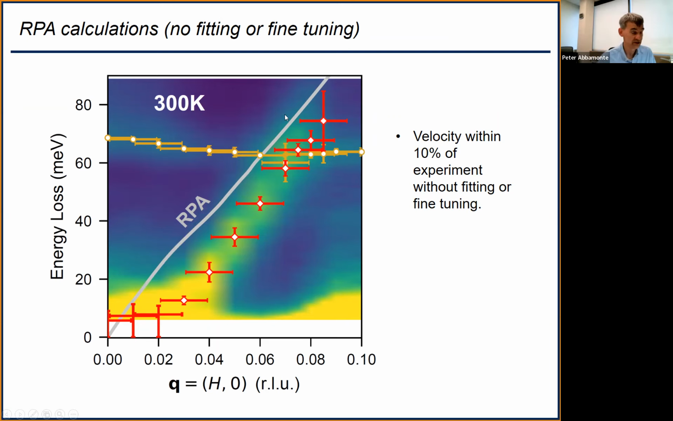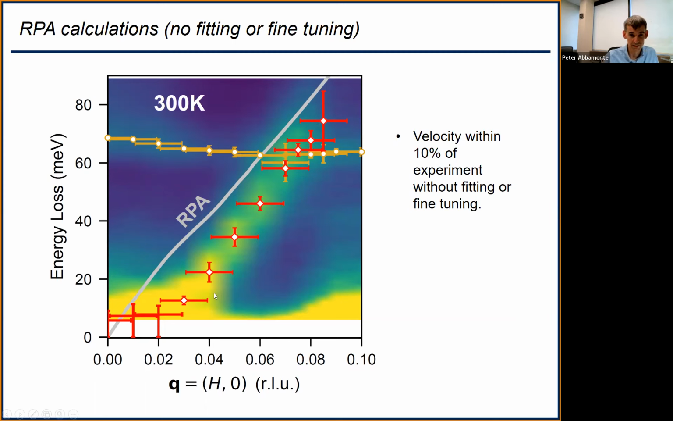And that's just because, what can I say? Strontium ruthenate's a real material. The Fermi velocity is anisotropic. It's Q dependent, it's K dependent, and so on. So if you put in all those effects, it actually isn't perfectly linear, but it is gapless. And you can put a velocity on it with some error bars. The main thing is the velocity is within 10% of the velocity of the experiment.